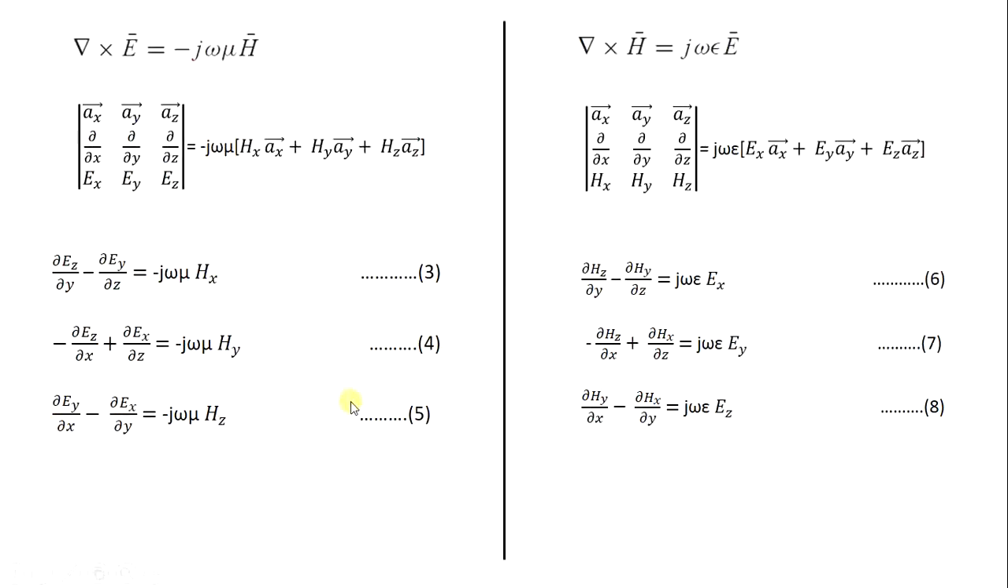As you can see, equation number 5 and equation number 8 do not have the ∂/∂z term, so they will remain as they are. Only equations 3, 4 and 6, 7 will get changed as they have ∂/∂z, so we are replacing it with minus jβ.